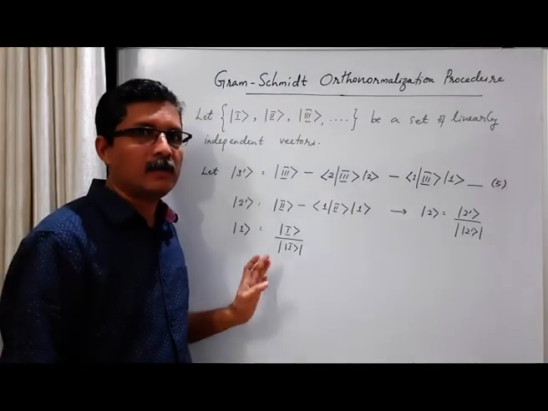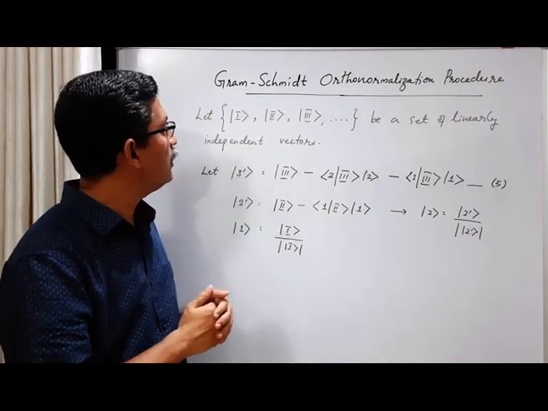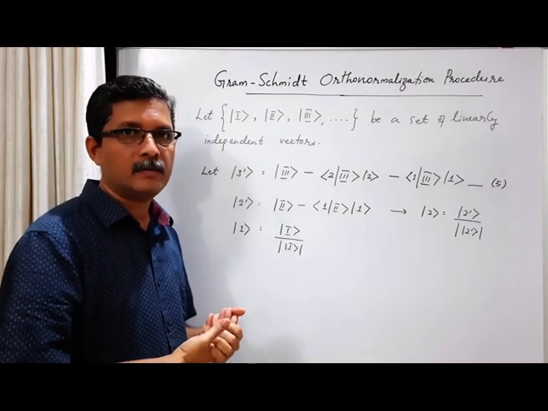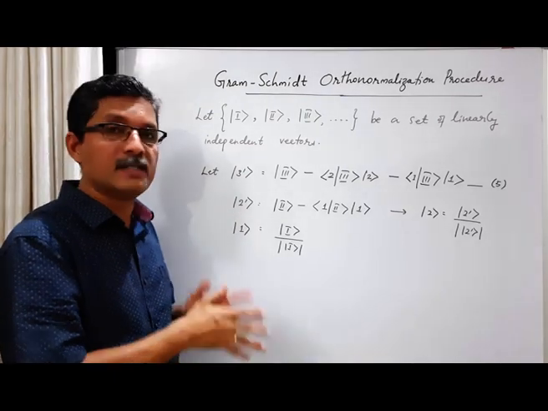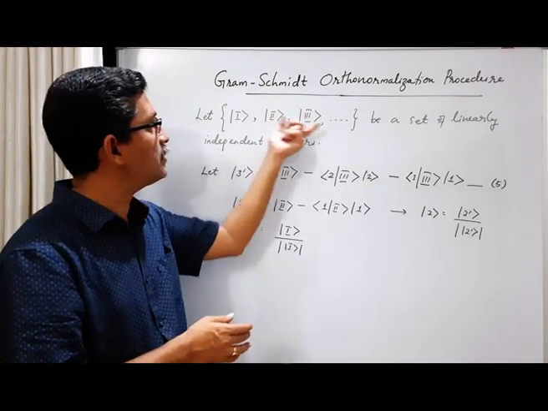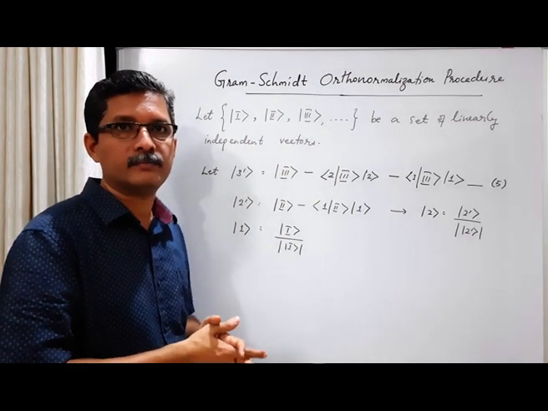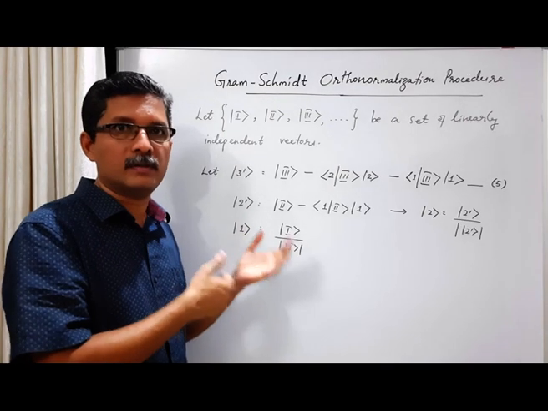Now we can ask a question here. Is this procedure possible if some of these vectors are linearly dependent? In other words, for such a construction to happen, is it absolutely necessary that this set of vectors, the original set of vectors, are linearly independent? Where does this linear independence come in this construction?